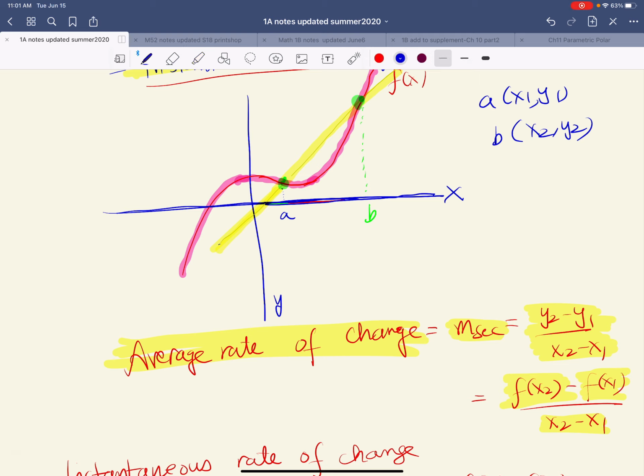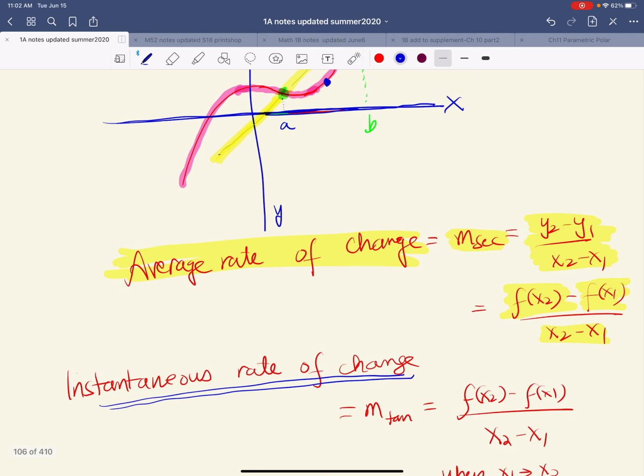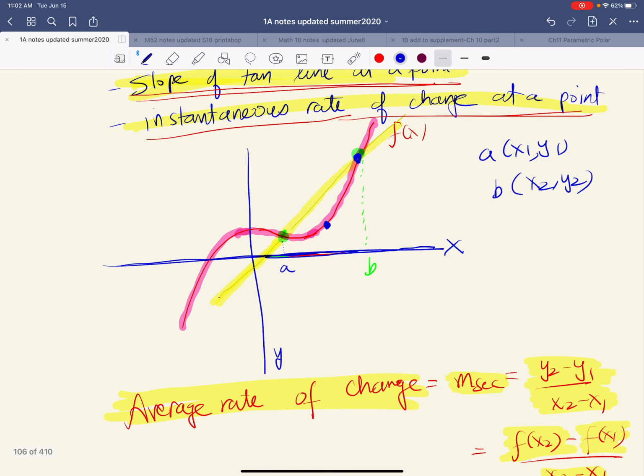What if we want to find the instantaneous rate of change at point C? Or what if you want to find the instantaneous rate of change at point B only? To find the instantaneous rate of change, we need to find the slope of the tangent line. The tangent line is the line that's touching the curve at 1 point only.